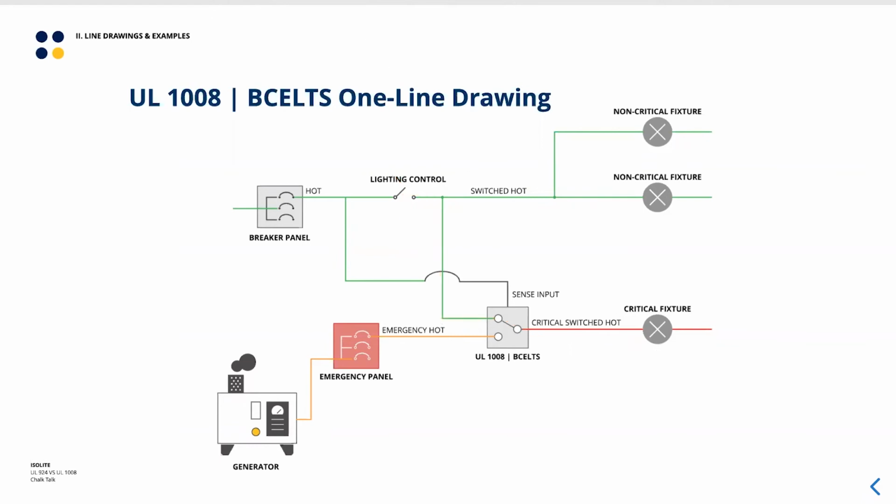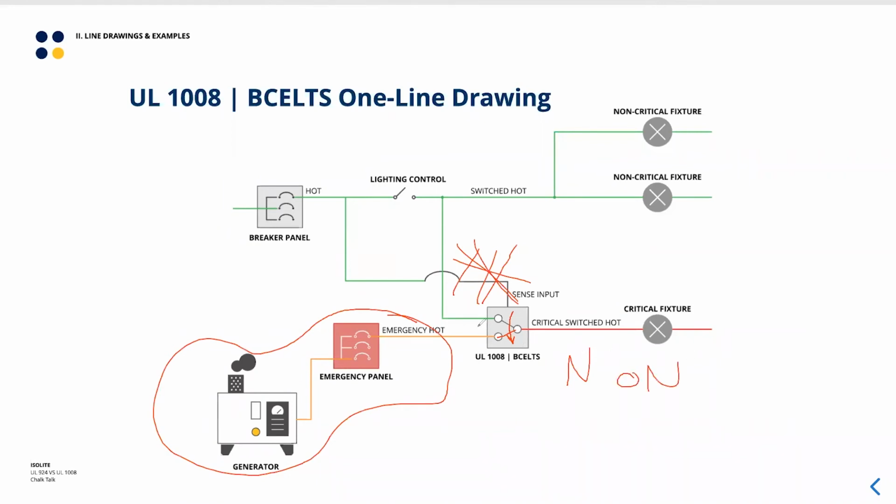Now, what's going to happen in the emergency is when the sense input goes away, it's going to switch which power source is connected to the critical fixture. So remember, it transfers power. It takes this normally off circuit and converts it to a normally on circuit by changing which power source, whether that's the utility source or the generator-based source, is connected to the critical fixture. That's how the 1008 device works. And then it overrides the lighting control because it totally pulls it out of the circuit.